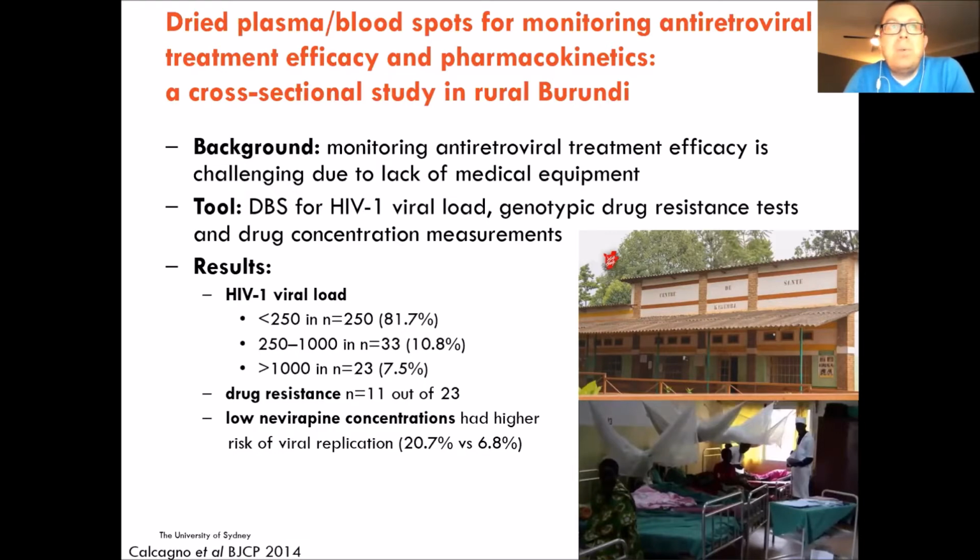One of the benefits already discussed earlier this evening is that with DBS, you have the opportunity to look at viral loads, at genotypic drug resistance patterns, and of course at drug concentrations. In this study, they looked at the differences in viral load and at drug resistance, and found that patients with low nevirapine levels had a higher risk of increased viral replication and drug resistance. So there is an apparent clinical need to address this situation in these patients.